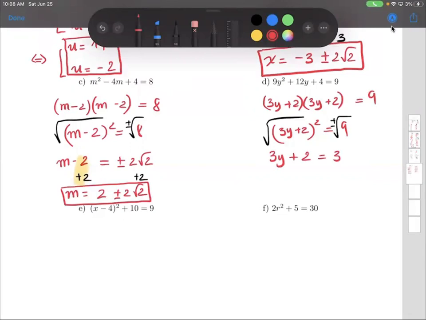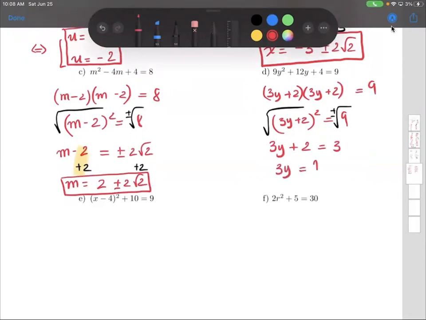Subtract 2, so 3y equal 1. Divide both sides by... plus minus, I forgot. Yep. Plus minus. So let me break it into two cases. Now I have 3y plus 2 equal positive 3, and 3y plus 2 equal negative 3. Okay, you know how to solve the linear. I'm just going to do it fast.